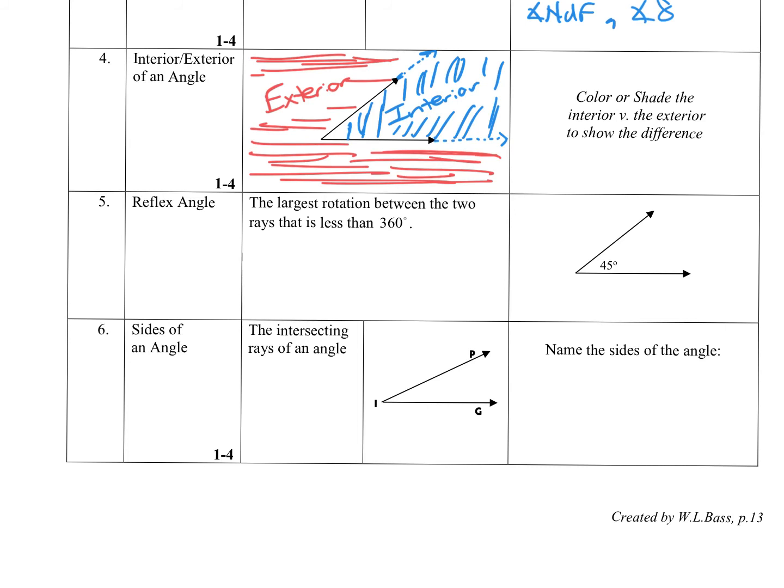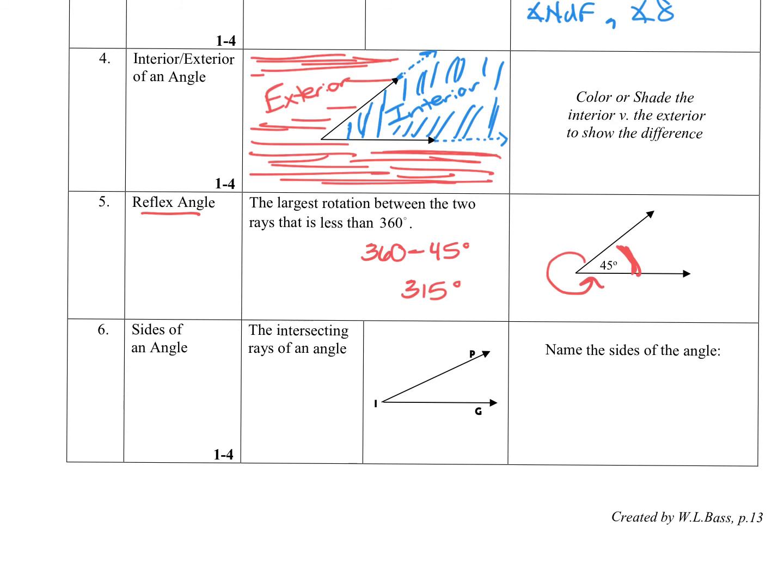The reflex angle is something that just sometimes pops up, so I just want to let you know that a reflex angle, instead of being this measure here, is going to be this part that's out here. So it's the number of degrees out there. So it will be 360 degrees minus whatever angle measure you have. So it'll be something that's going to be more than 180. So in this case, it would be 315 degrees.